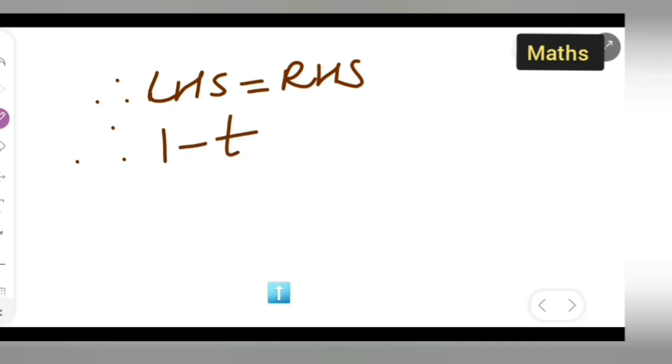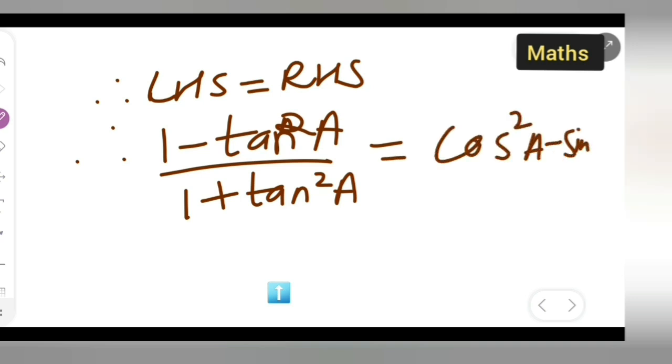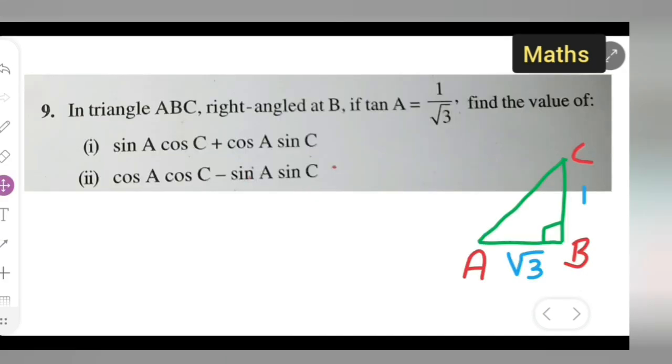Okay, therefore left hand side is equal to right hand side, which means that this part is equal to that part. (1 - tan²A)/(1 + tan²A) is equal to cos²A - sin²A. They're equal, okay. So with this I'm done.